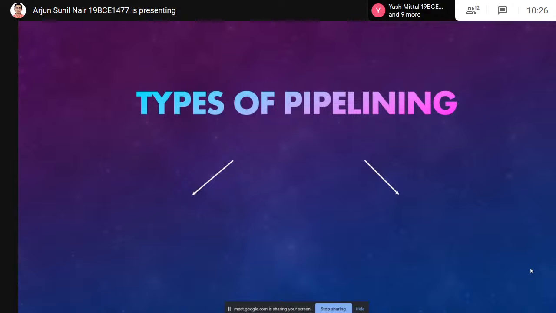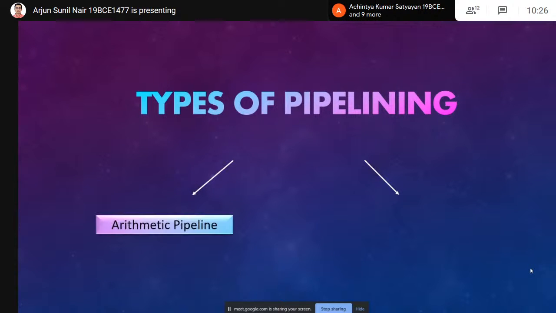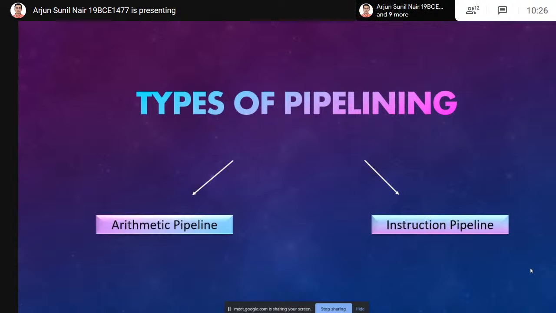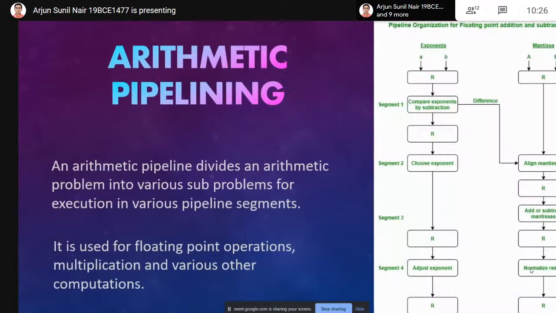Yes. So pipelining is basically divided into two types, that is arithmetic pipeline and instruction pipeline. Moving to arithmetic pipeline, it basically divides an arithmetic problem into various sub-problems for execution in pipeline segments. It is used for floating point operations, multiplication and various other computations. On the right side, you can see a flow chart of pipeline organization for floating point addition and subtraction.